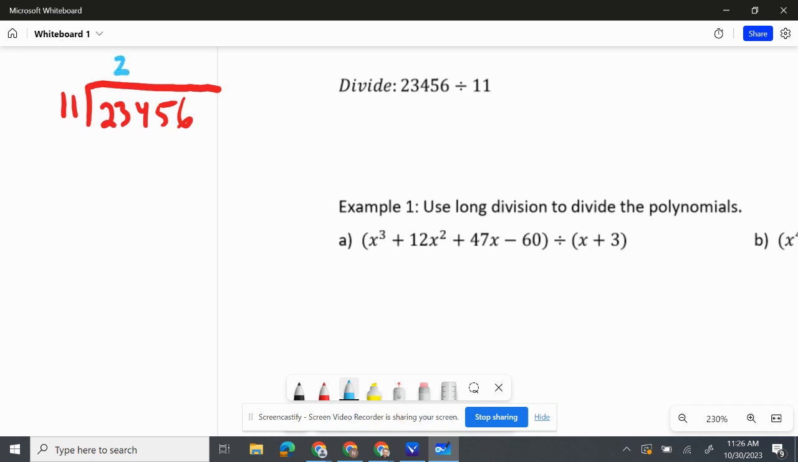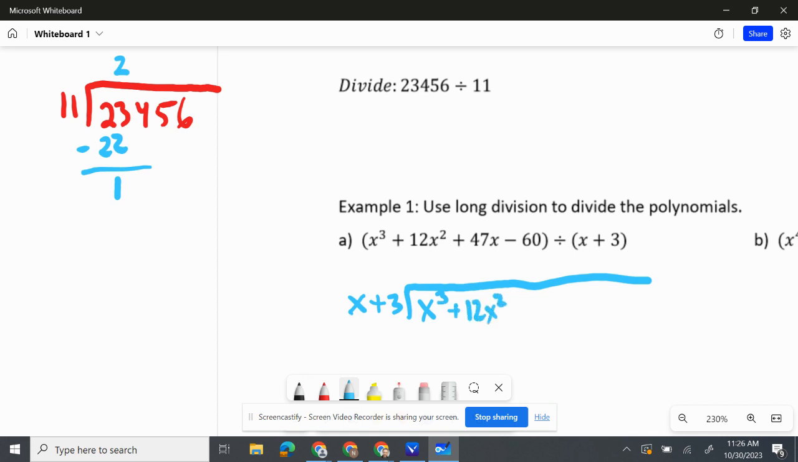So if you remember from middle school, 11 goes into 23 two times. 2 times 11 is 22. And then we subtract those two numbers and we get 1. So with polynomial long division, we're going to take the x plus 3 and we're going to divide the x cubed plus 12x squared plus 47x minus 60.